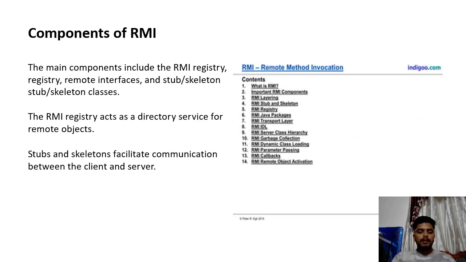Components of RMI. The main components include the RMI registry, remote interfaces, and stub or skeleton classes. The RMI registry acts as a directory service for remote objects. Stubs and skeleton facilitate communication between the client and server.